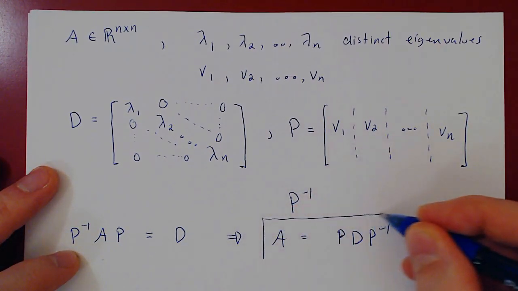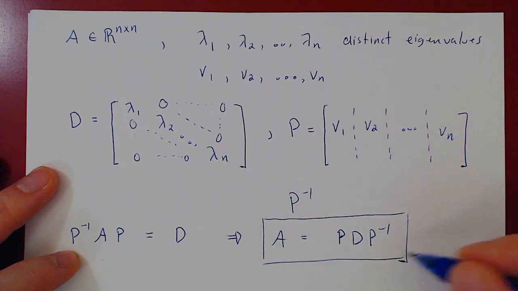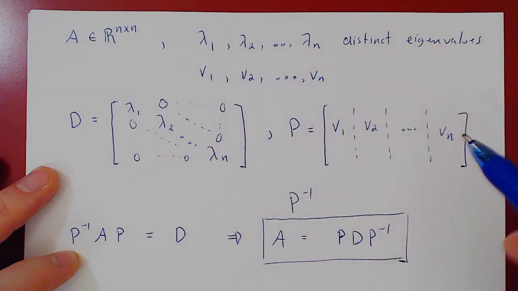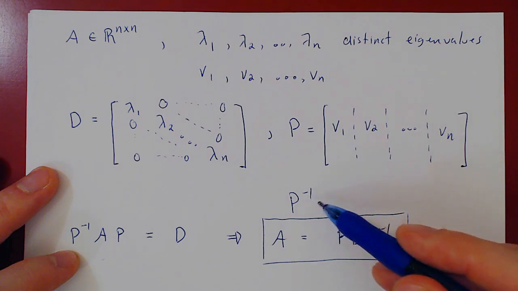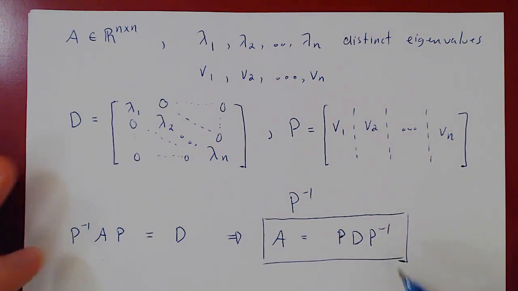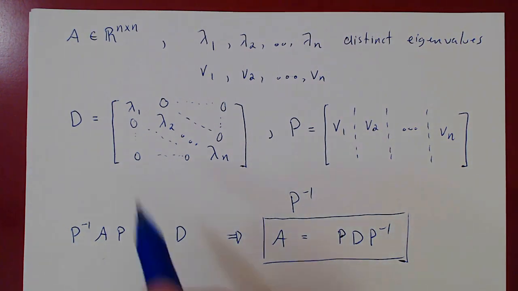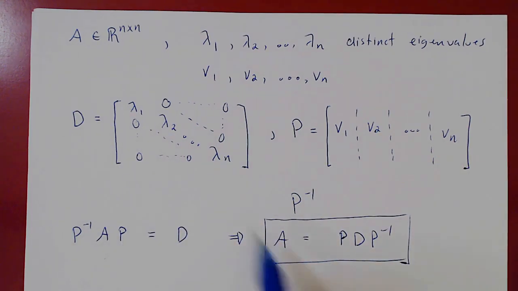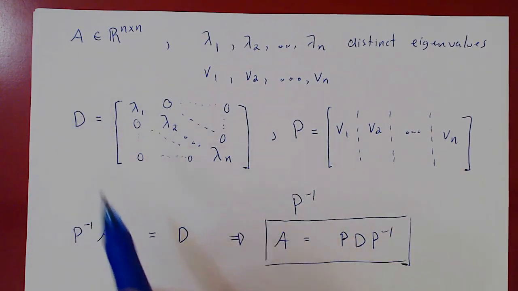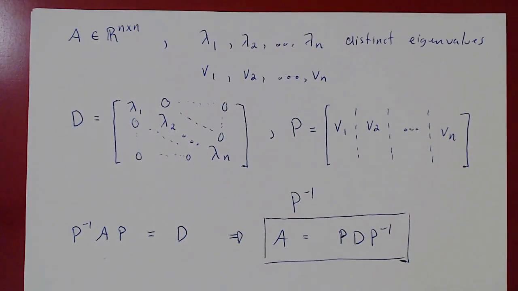And this will always be true as long as these eigenvalues are distinct and the matrix P is invertible. This will always work. And the question is, well, why is this useful? Well, it's useful because if you look at powers of a diagonal matrix, it's actually very easy to compute.